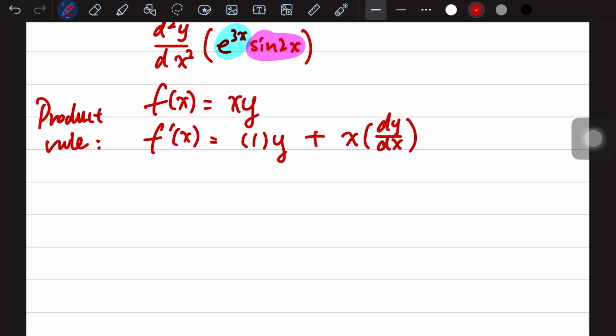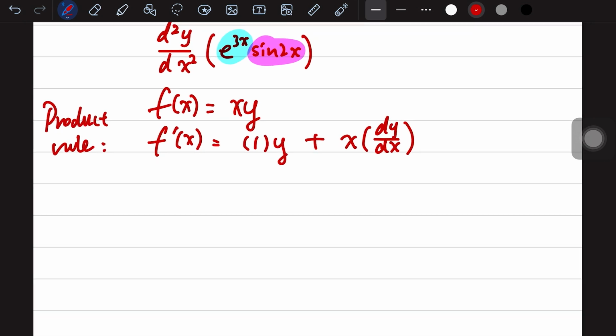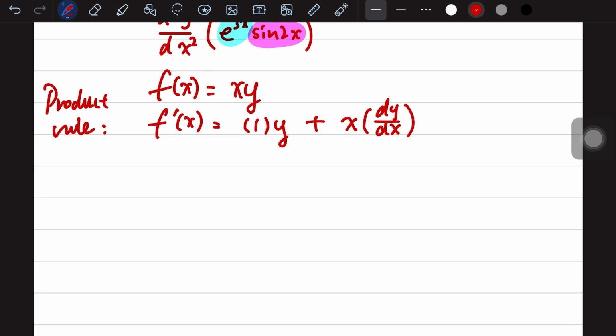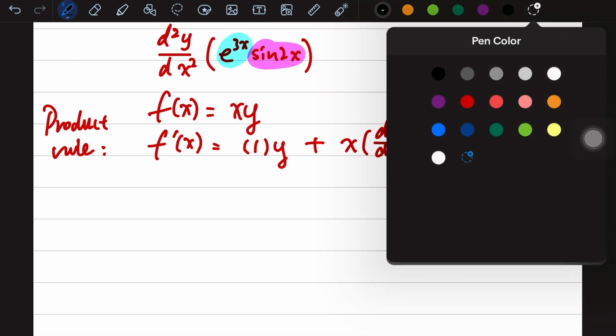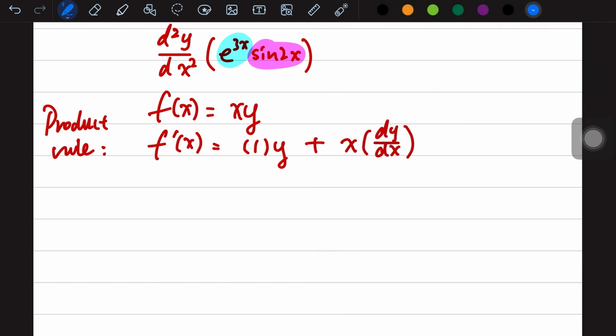So next we're going to find the first derivative of e to the power 3x times sine 2x, which is a pretty easy task, right? Okay, I'm going to use blue. So let's find the derivative of e to the power 3x times sine 2x.